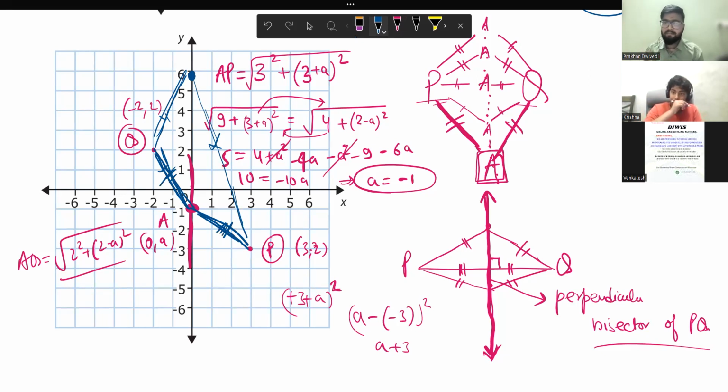So by equidistant, do they mean that the distance between Q and P is also equal or no? No, no, it doesn't mean that. See, A is equidistant, that means A should be at an equal distance from P and Q.